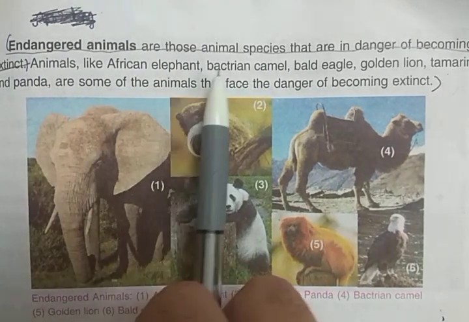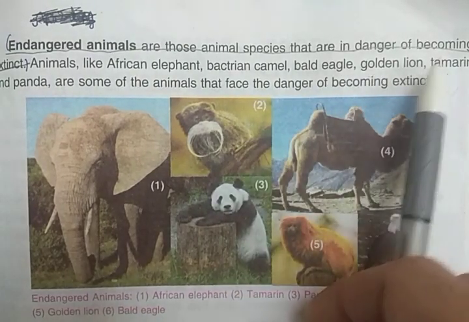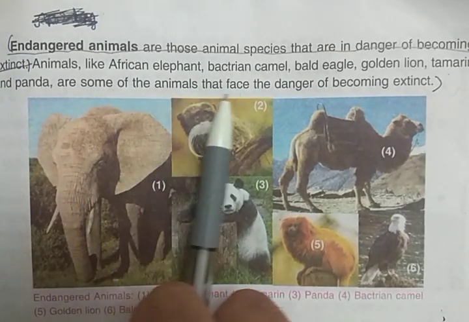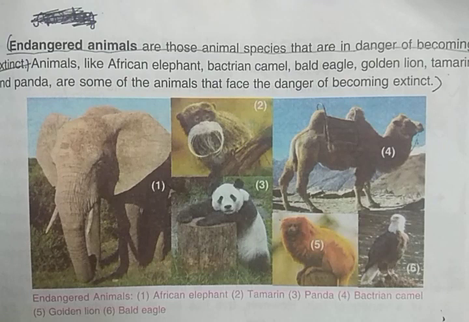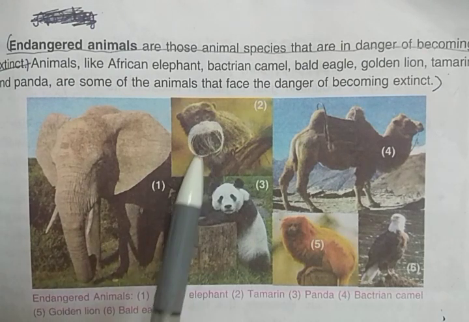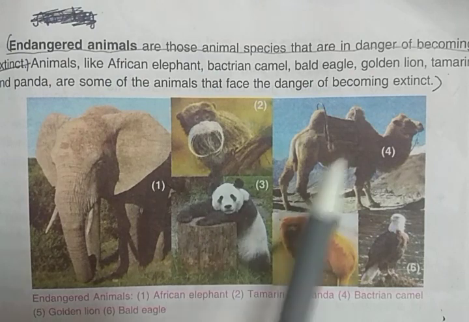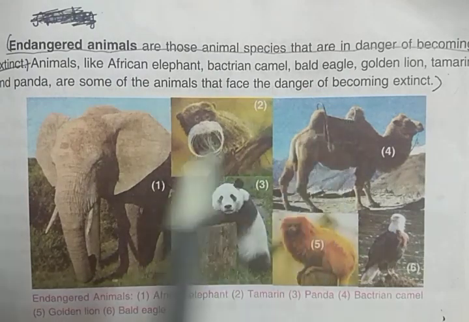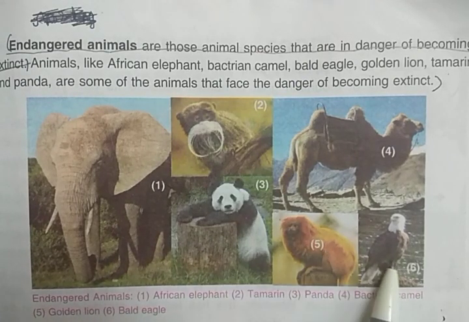Animals like African elephant, Bactrian camel, bald eagle, golden lion tamarin, and panda are some of the animals that face the danger of becoming extinct. So you can see here the pictures of these animals. Here is the African elephant. This is tamarin. This is panda. Bactrian camel. You can see here it has two humps. Then golden lion. This is the bald eagle. They all are endangered species. They are at a stage where we can count them, otherwise their numbers are very less.